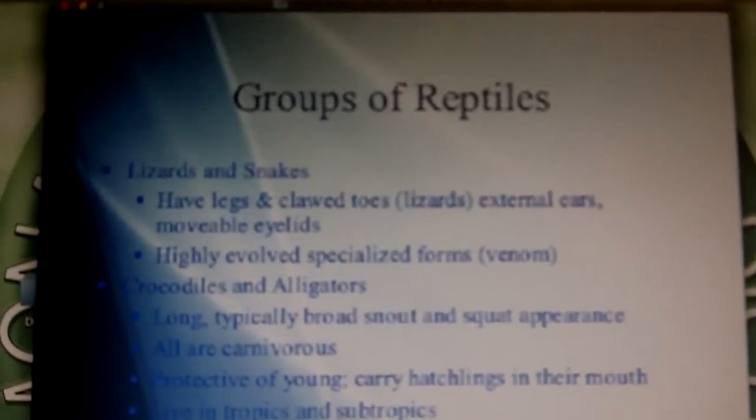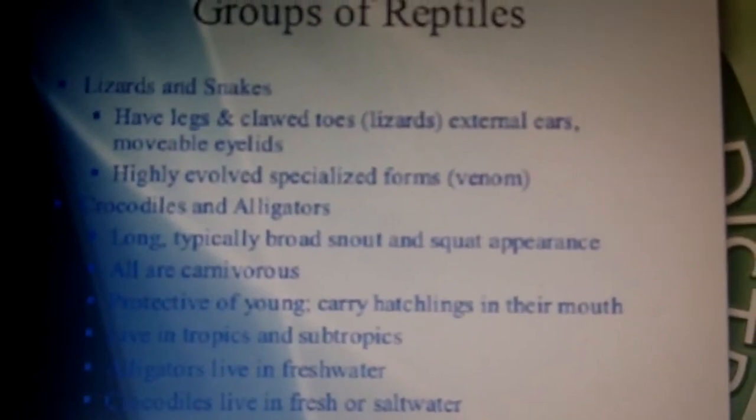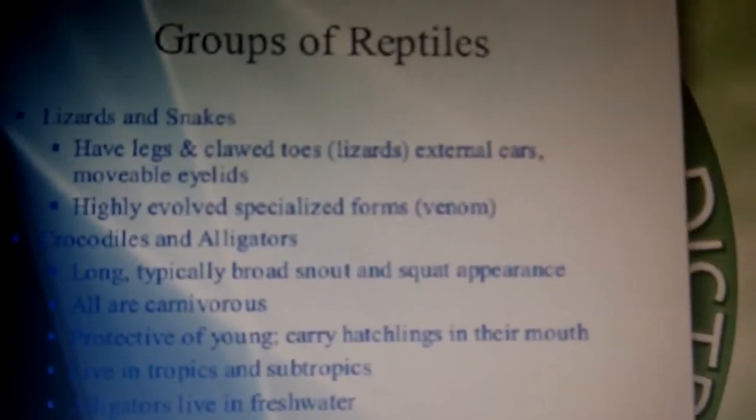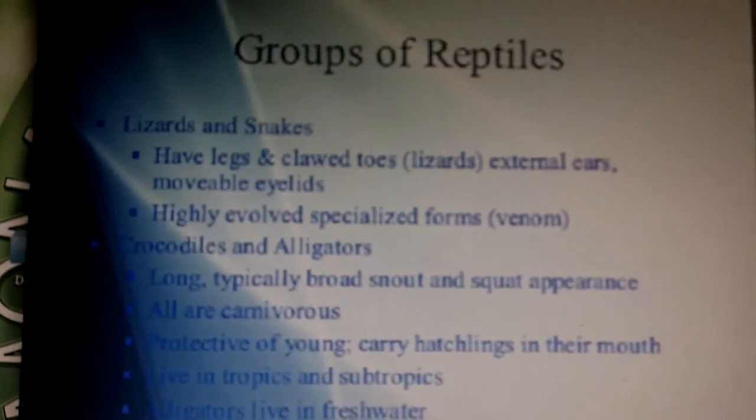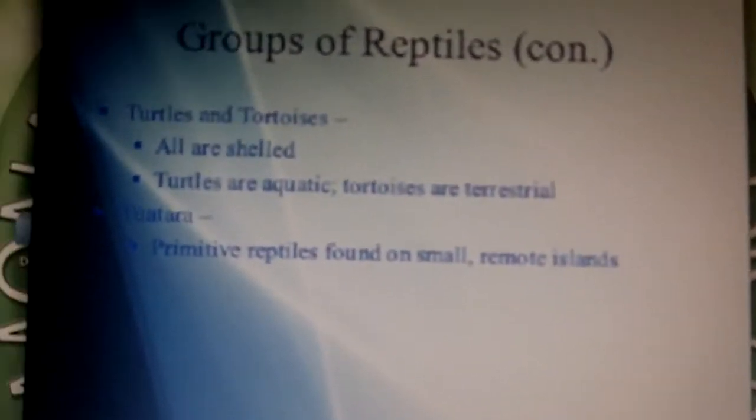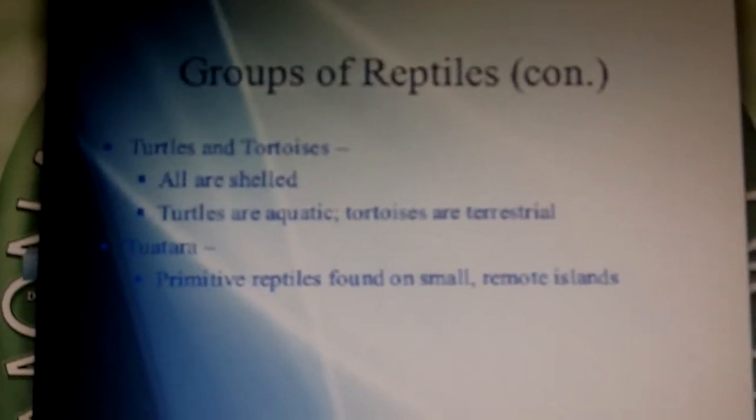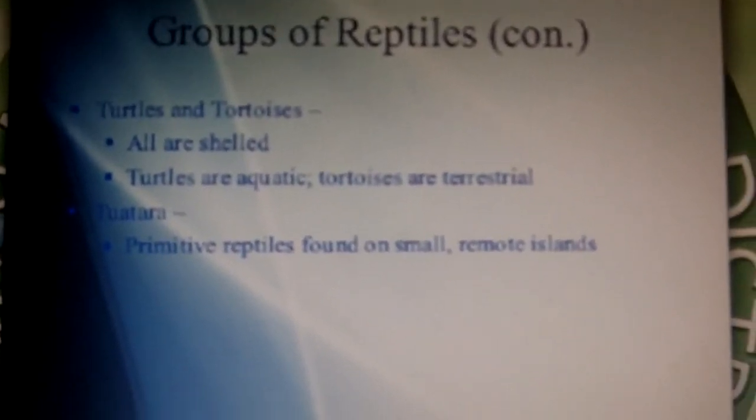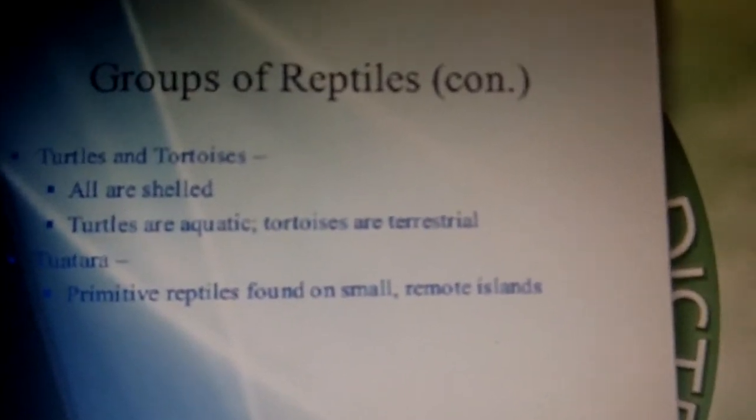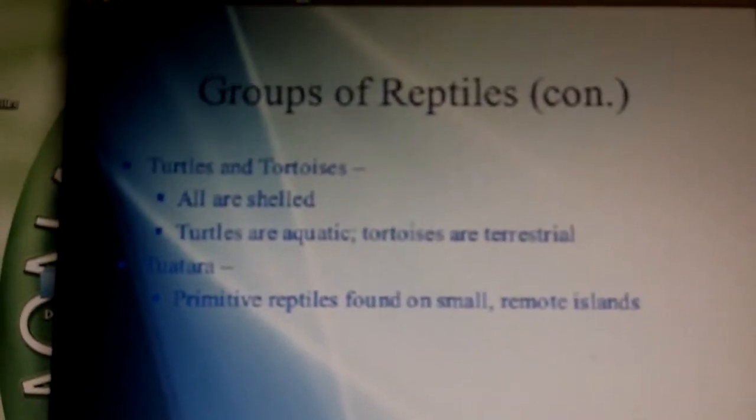But the first category, lizards and snakes, have legs and clawed toes. Lizards have external ears, movable eyelids. Highly evolved specialized forms, venom. Okay, next, the subcategory, crocodiles and alligators. Okay, the next category, turtles and tortoises. And their characteristics are, all are shelled. Turtles are aquatic. Tortoises are terrestrial. Tuatara, a primitive reptile found on small remote islands.